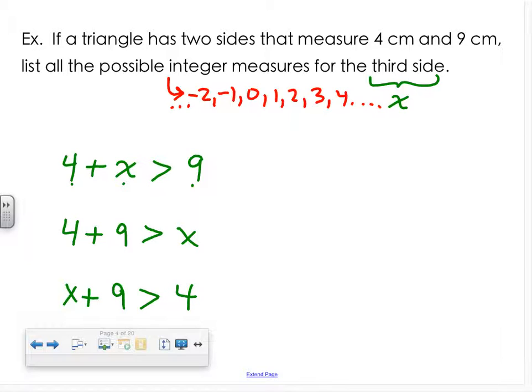So I took every combination of the two sides: 4 and x, 4 and 9, and x and 9. And I set up these three inequalities because they all need to be satisfied. Okay, so for this one, if I subtract 4, x has to be greater than 5.